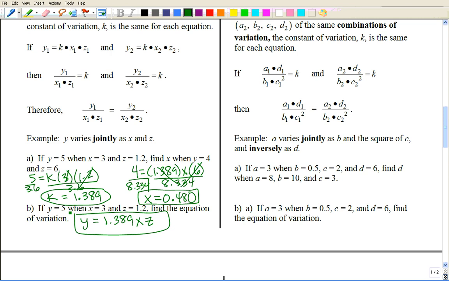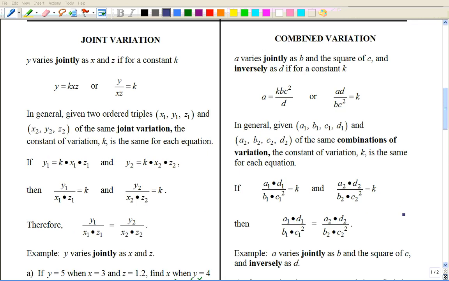All right, and one more type of variation, and we have combined variation. Combined variation is just what it sounds like. We are using a scenario that is a combination of the other three forms of variation. Okay, so now we have A varies jointly as B in the square of C, and it's not always going to be that. You need to read the words to figure out what it's saying.